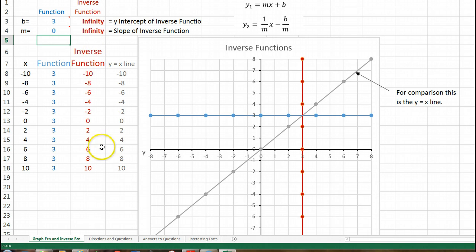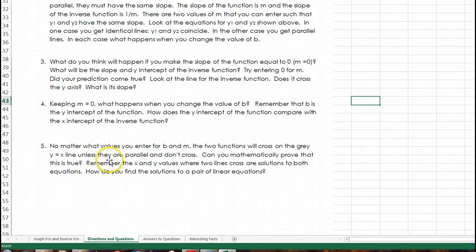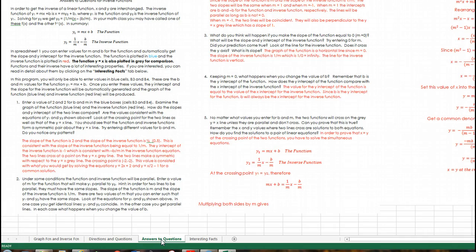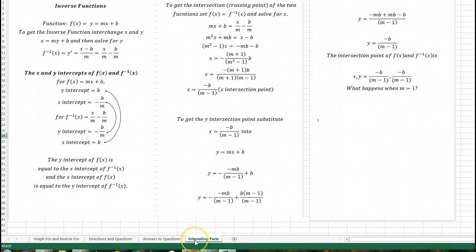All right. So these are interesting functions, and we have a bunch of questions that you can look at and try. We have the answers to the questions and interesting facts about them.